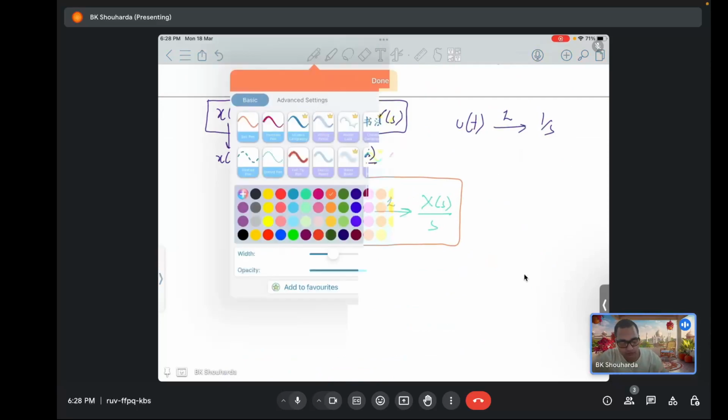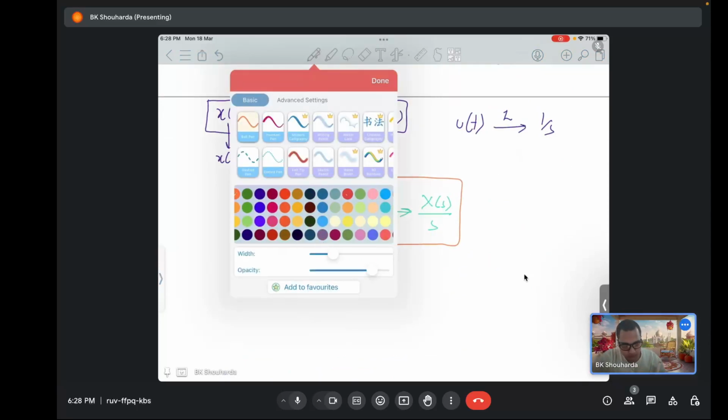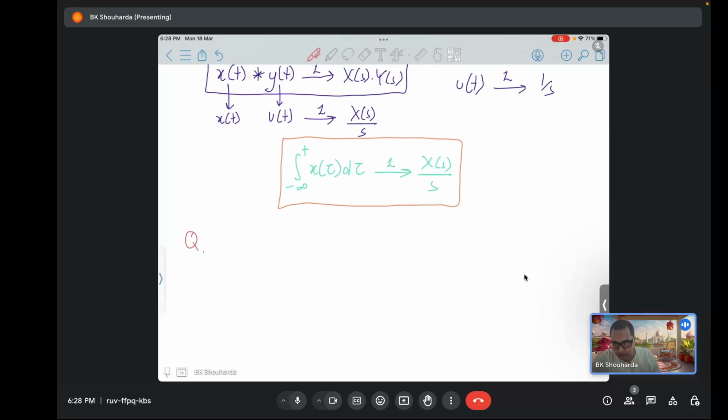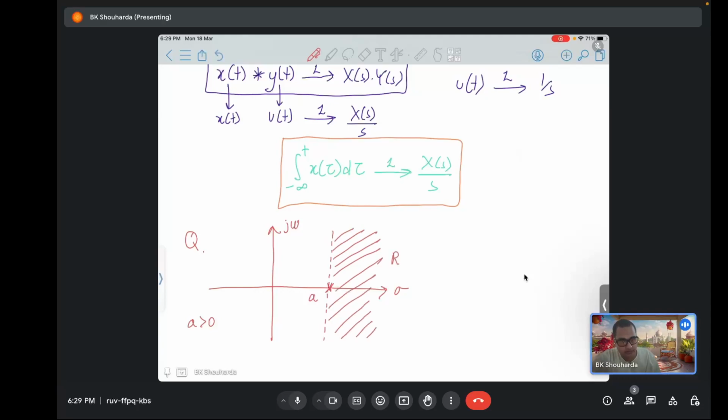Now let's look into a few more problems. So we are given this ROC in the j omega plane, and we have a pole at A, and note that A is greater than 0. We will draw a straight line through it, and we have been told that the ROC of the system is like this. This is the ROC. So what kind of a system is this?